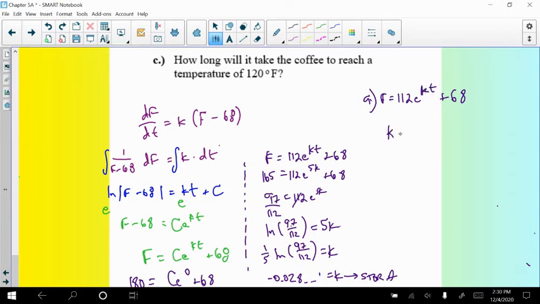And then they say where k is equal to, and then they give well more than 3 decimals of accuracy. Negative 0.02875. And as long as you give at least, I would say, 4 or 5 decimals, you'll be fine. So that way it looks a little cleaner.